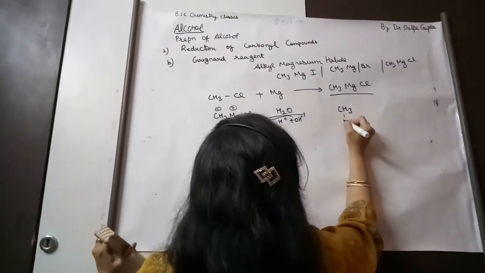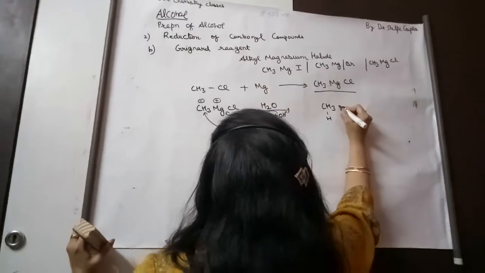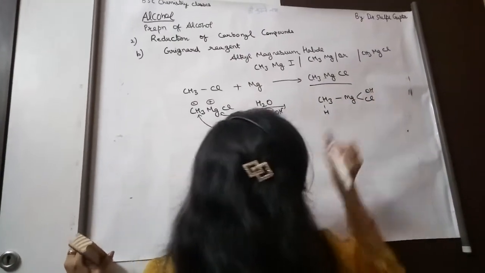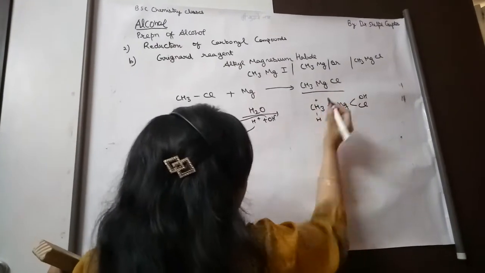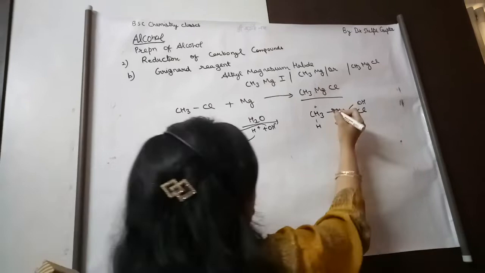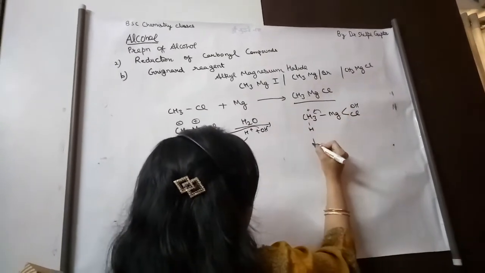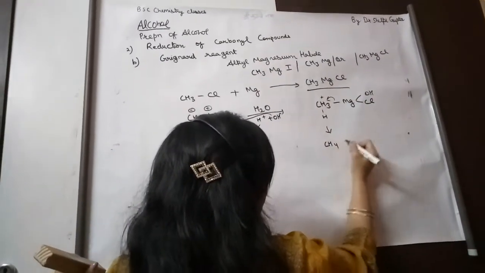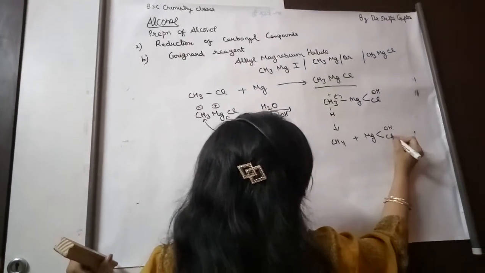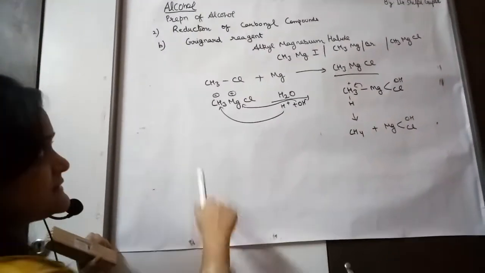What will form? It will become electron deficient because it has shared its electron with the proton, so it will take the lone pair of electrons and will break down, and what will form is magnesium hydroxy halide. Okay, this is the hydrolysis.